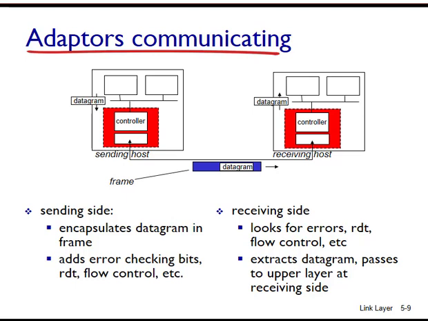If the link layer performs error detection, then it is the sending controller that sets the error detection bits in the frame header, and it's the receiving controller that performs the error detection. This is a lot like the error detection techniques that we studied in the network layer.